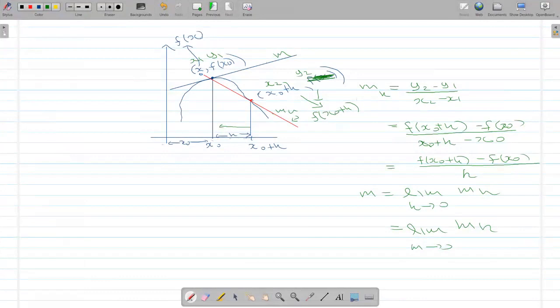Okay, I will show you how to use this definition and find the derivative for one example. Then we will go to a little bit easier method.